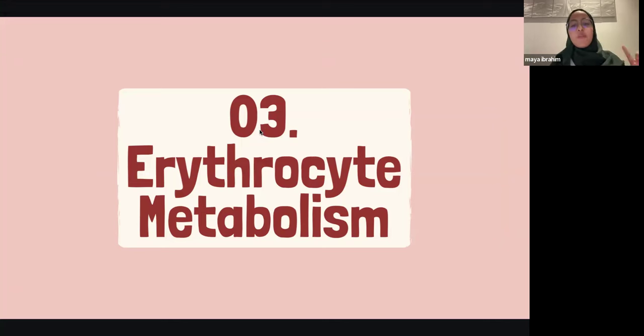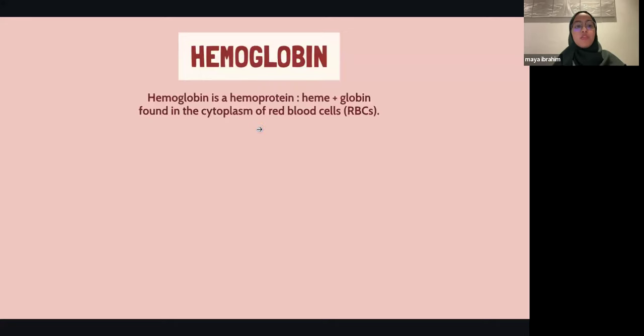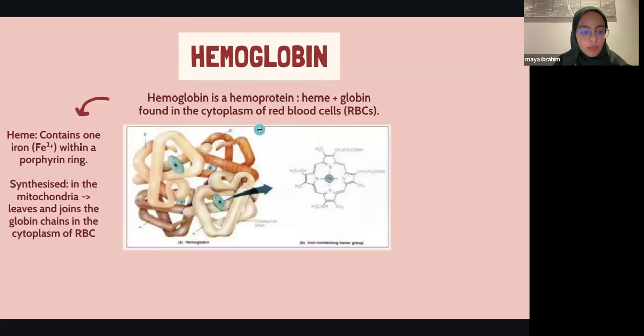I enjoy this one. But before we get into it, let's just talk about hemoglobin for a second. Hemoglobin is the molecule that carries the oxygen in the RBCs, right? It's made up of heme and globin. Heme contains an iron with a porphyrin ring. This is the iron, and this is the porphyrin ring.